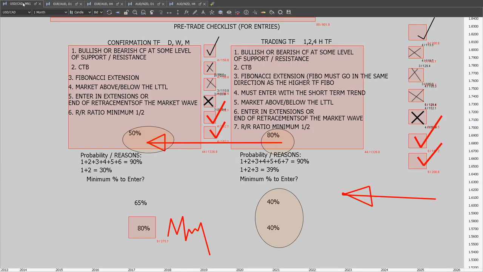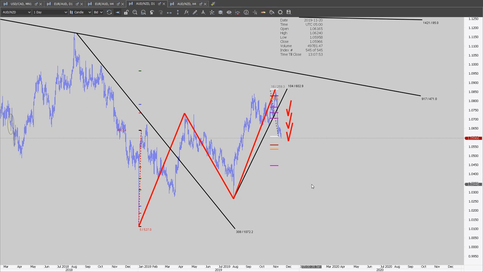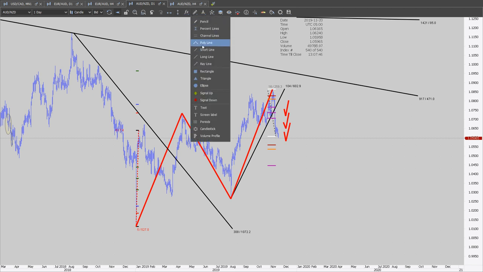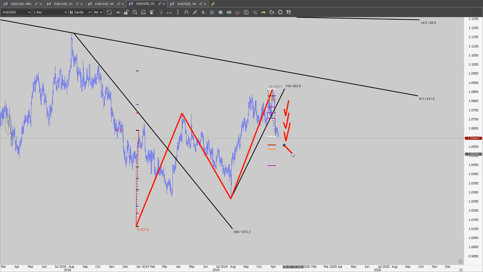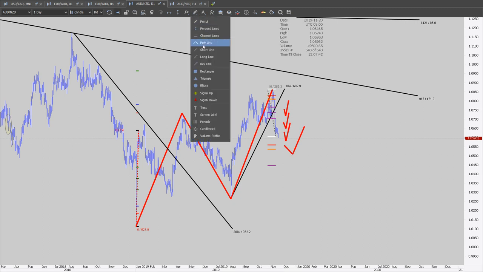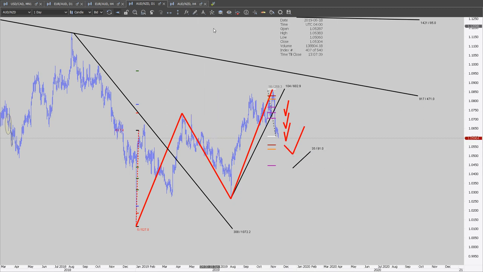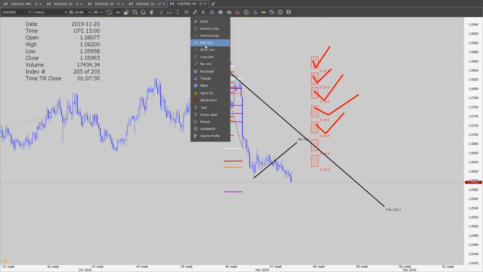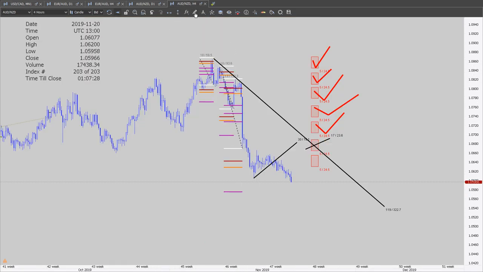What else? 6, enter in extension or end of retracement of the market wave. So no, we don't have this one, right? So 1, 2, 3, 4, it's okay. This is a no-go. Number 5 is a no-go, so it's a no.